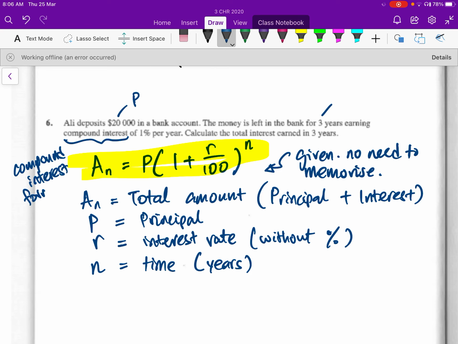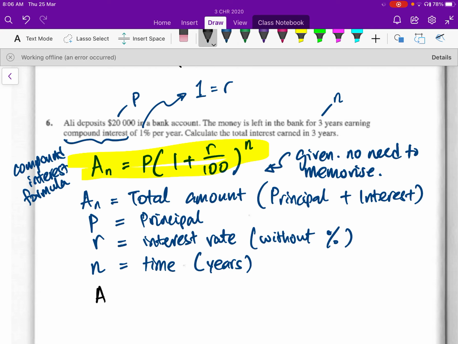Formula. Different from simple interest. They are different things. Okay, now that we have all this information, our 3 years refers to the value N. The 1 over here, 1 equals our R value. And then they just want the total interest earned in 3 years. So let us substitute everything into our formula.